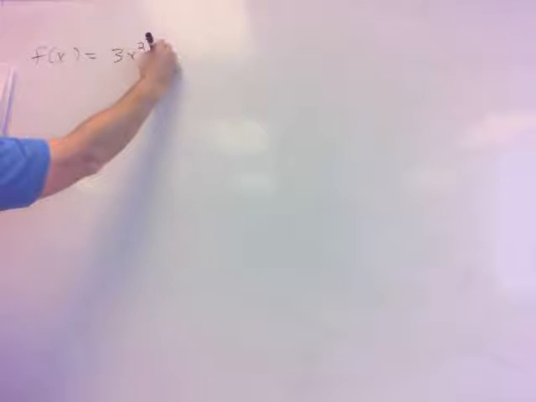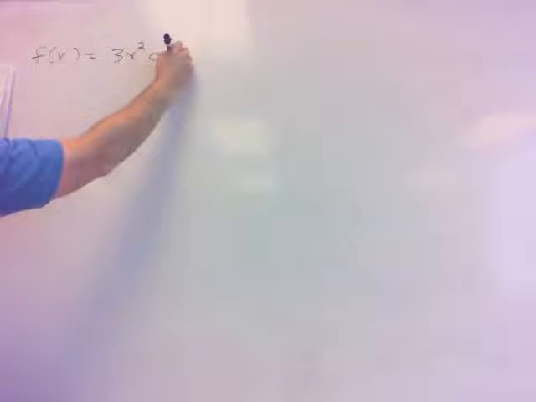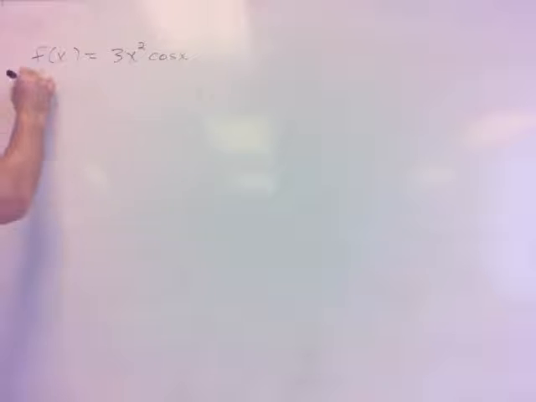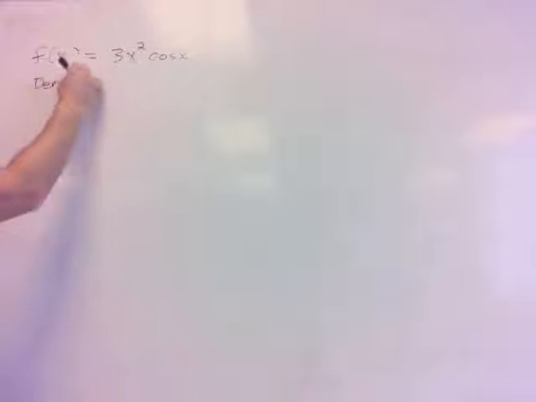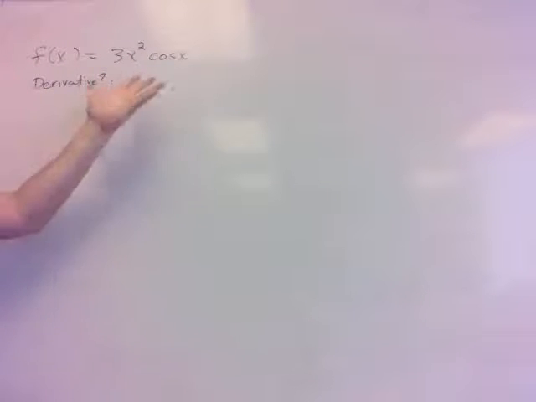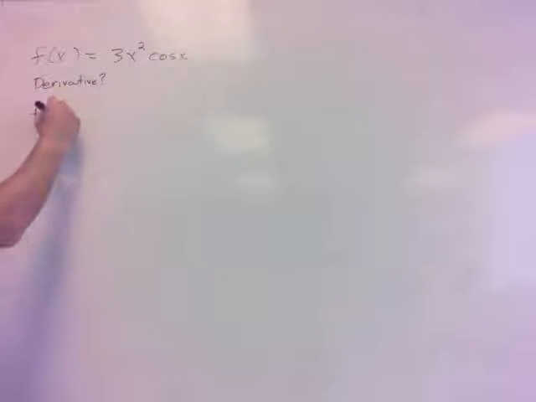What if I had f of x equals 3x squared cosine of x? What is the derivative? Well, the very strong inclination there is just to say, well, the derivative of 3x squared is 6x, the derivative of cosine is minus sine, 6x times minus sine. Would that be right, though? That would not be right.